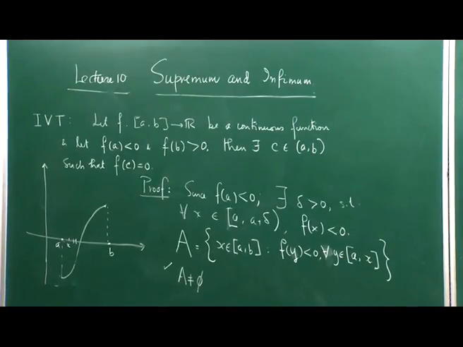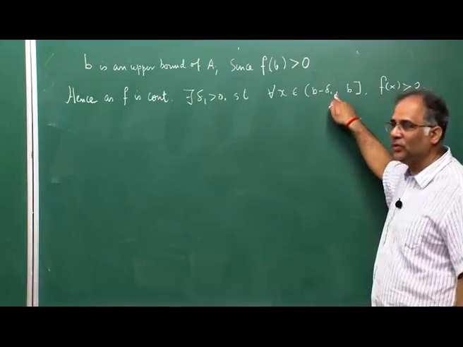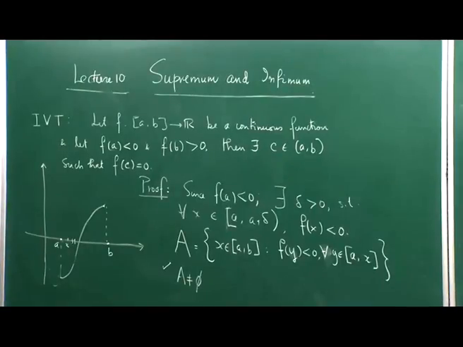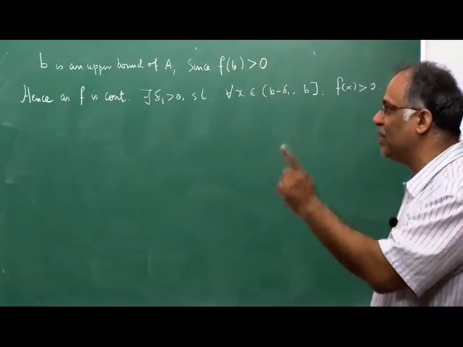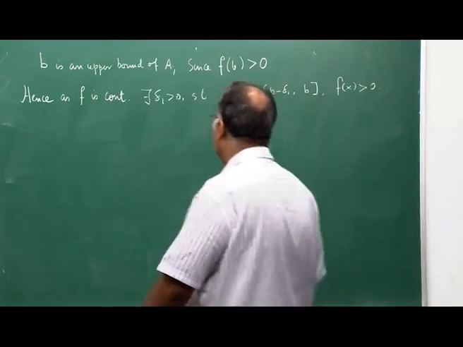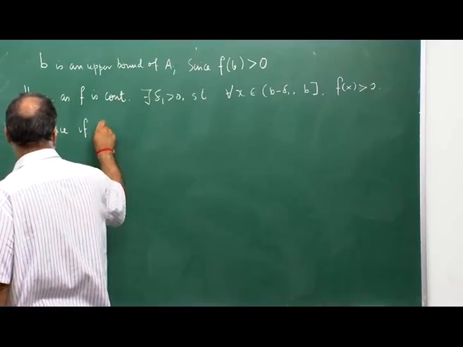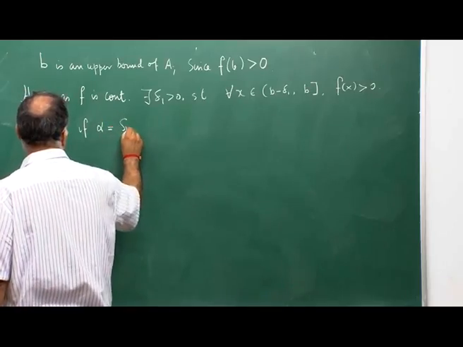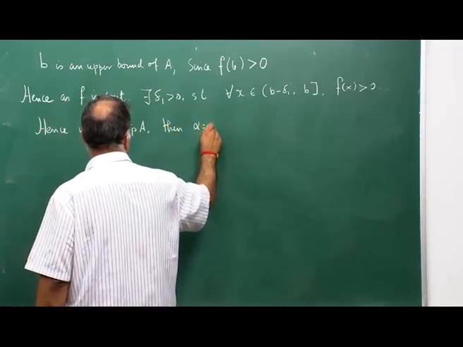Now, what does this do? What does it tell me? Any x here also must be an upper bound. So we are basically saying that b is not the only upper bound, there are elements less than b which are upper bounds. So the least upper bound must be less than b. Hence, if alpha is equal to the supremum of A, then alpha is not equal to b.